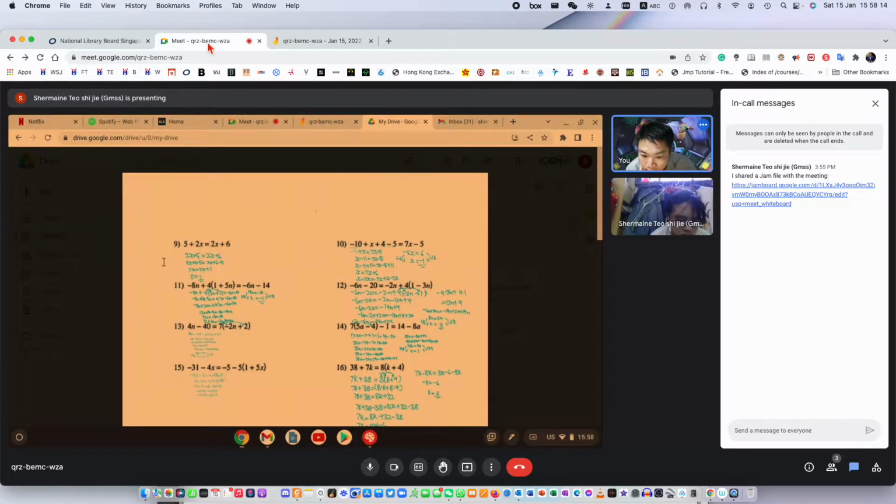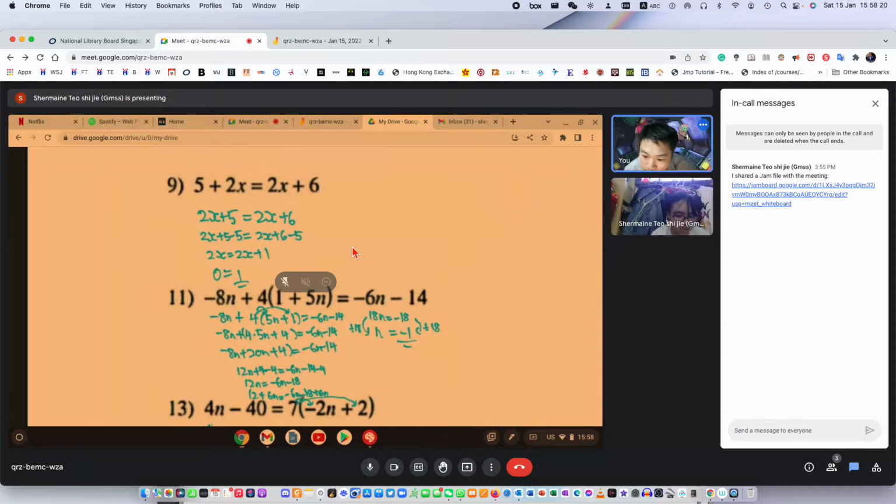Alright, good. Okay, can you zoom in to question 9? I mean the first question. Okay, good. So if you look at the first question, you minus the 5 on the left and then you minus the 5 on the right, so that you balance the equation to make it equal. So over here is plus 1, and then 2x equals 2x plus 1.